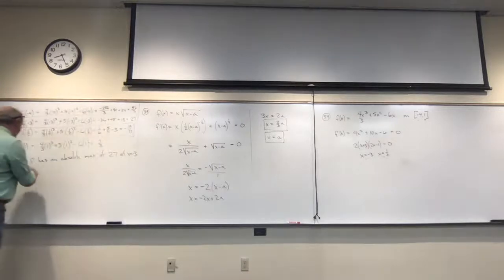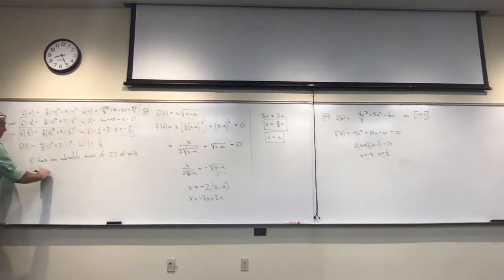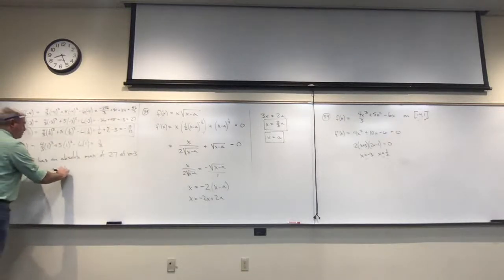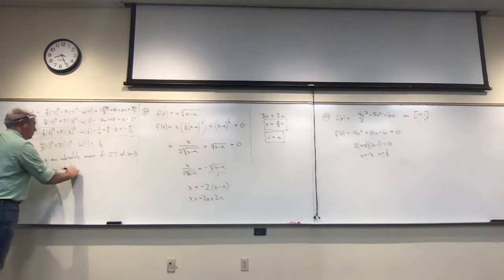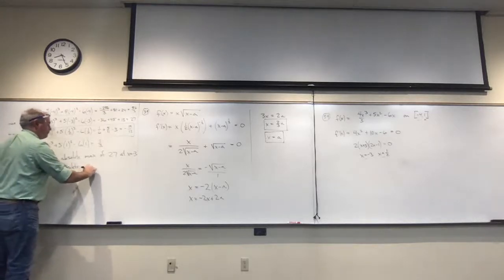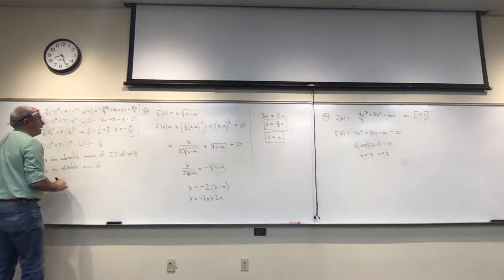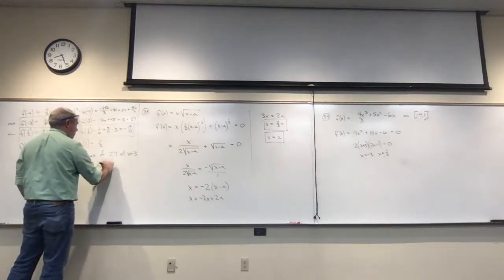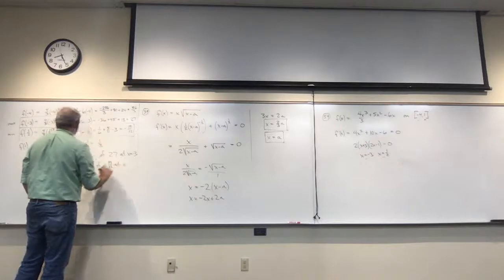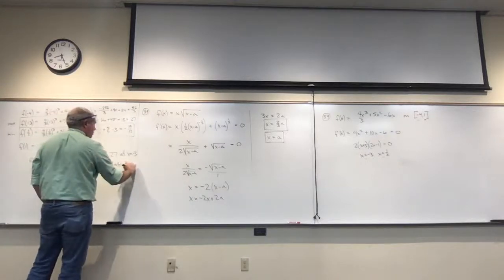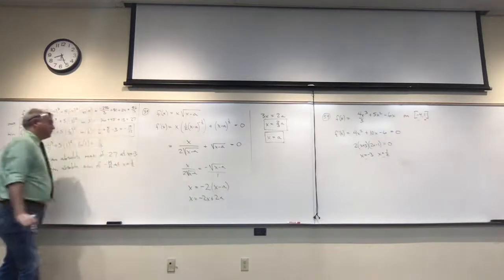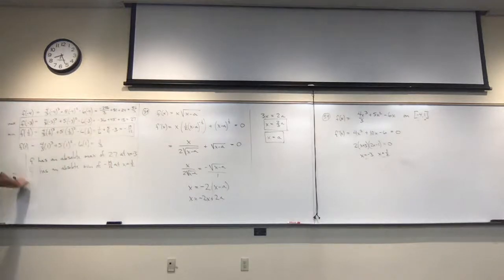And then I'll say F as an absolute minimum of -19/12 at x is equal to 1/2. And now I'm done.